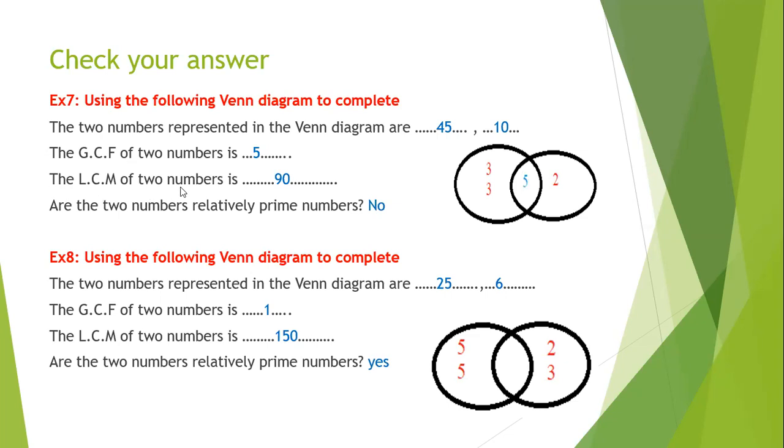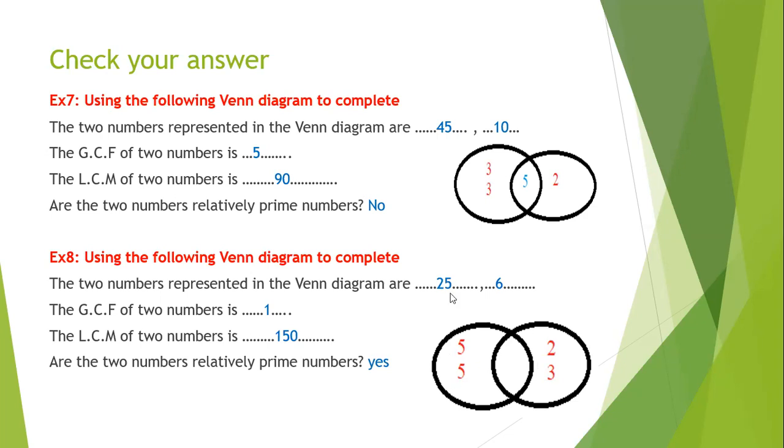The LCM of two numbers is found by multiplying all of these numbers. 3 times 3 equals 9. 9 times 10 equals 90. Are these two numbers relatively prime numbers? Of course, no.